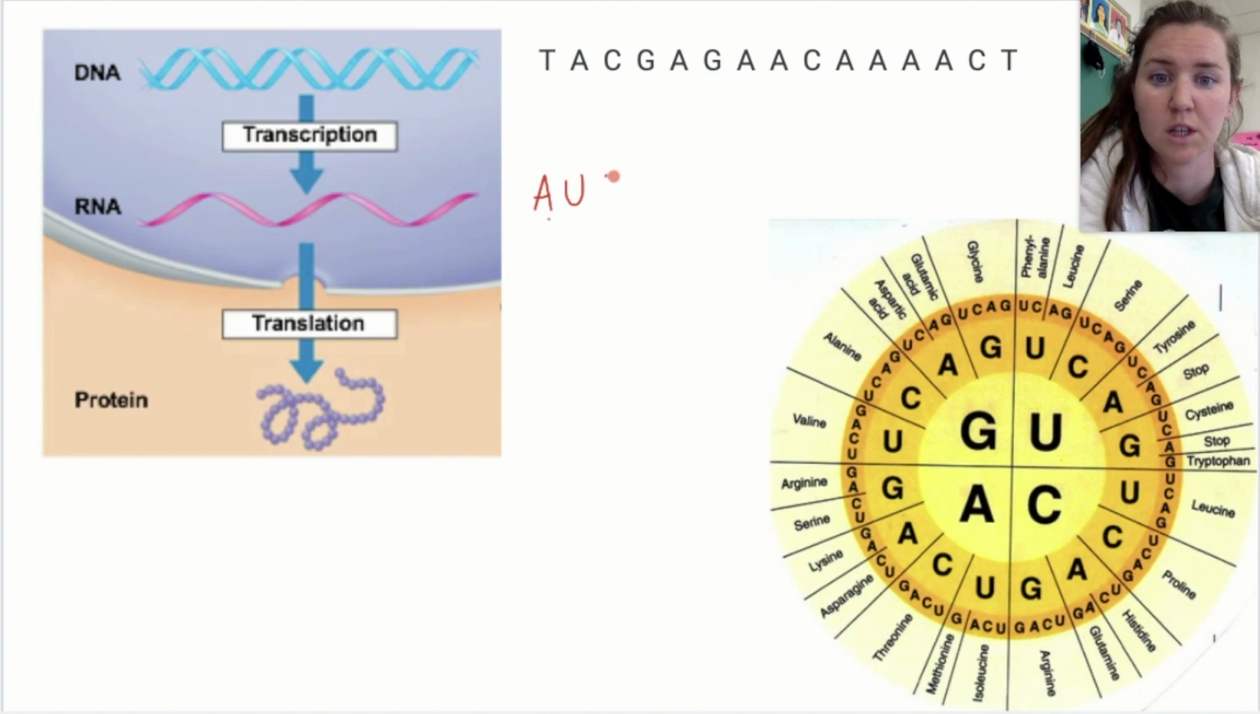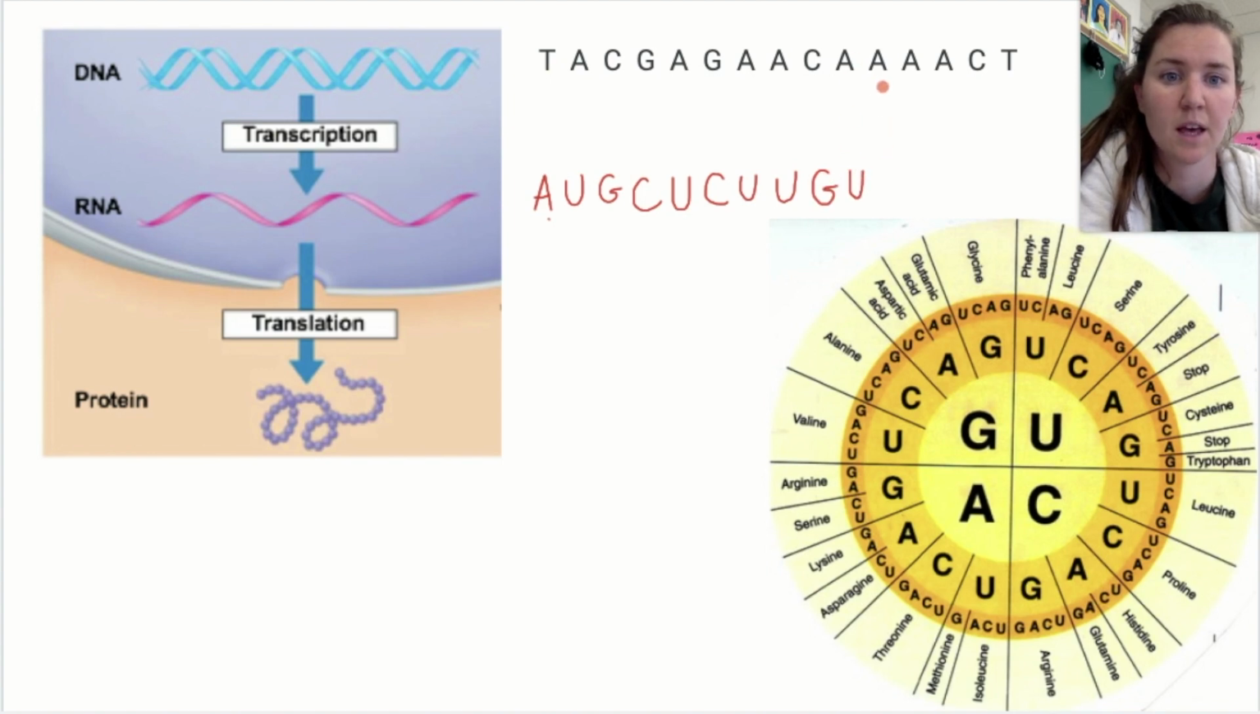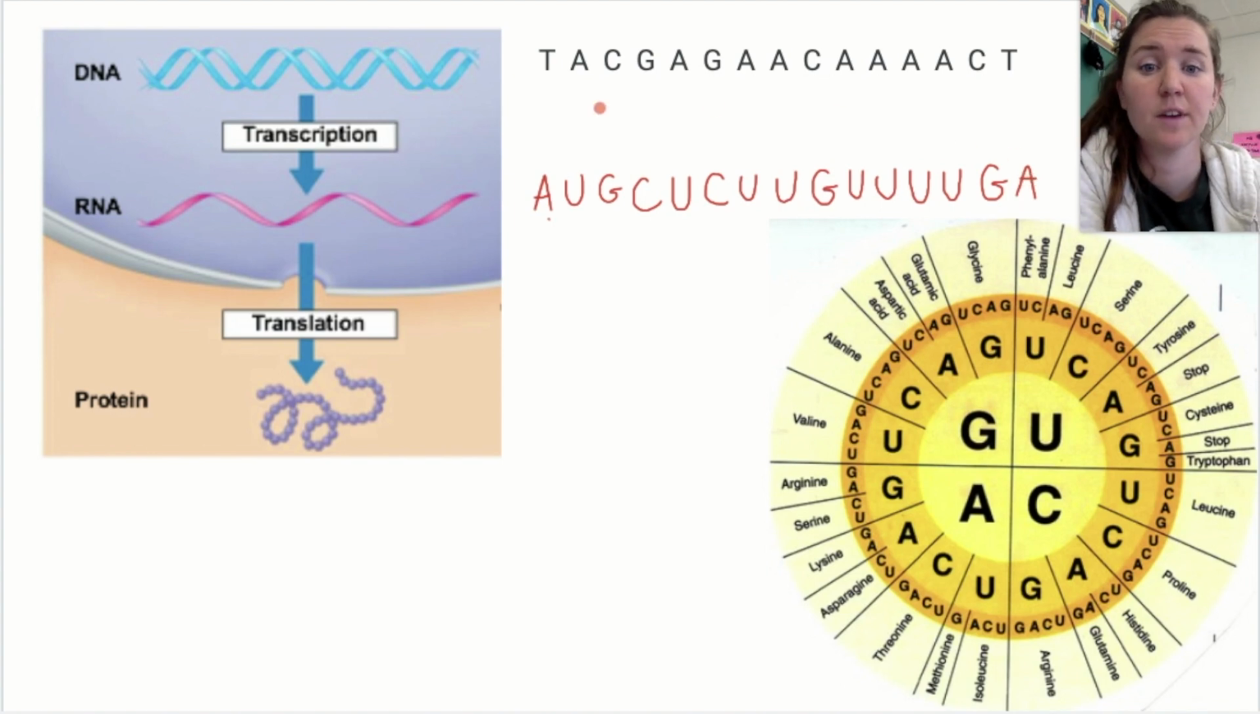C pairs with G. G pairs with C. A with U. G with C. A with U. A with U. C with G. Lots of U's because there's an A, then another A with U, then another A, and then another one, wow, and then a G, and then an A. So that now is our strand of mRNA.